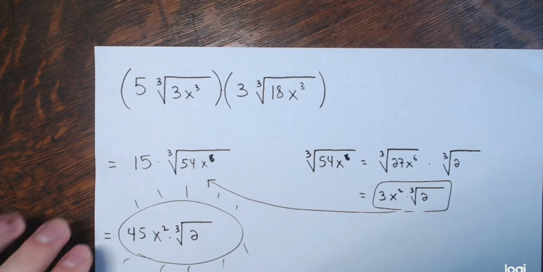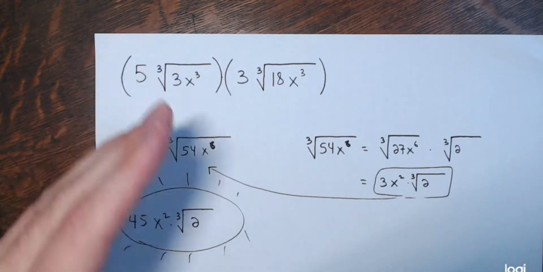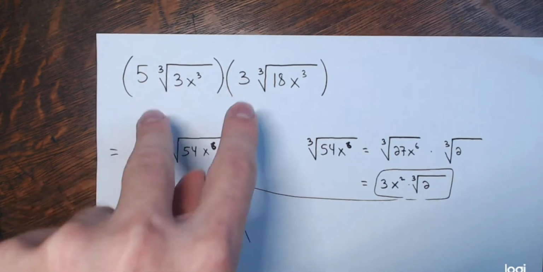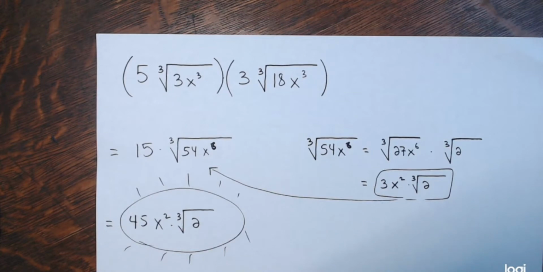And once again, if you want to test it out, replace x with any number you want. This is an odd root, cube roots. You can take cube roots of positive or negative numbers and still be real. Replace x with any numbers you wish, and see if the value of the original expression is the same as the value of this final expression here.